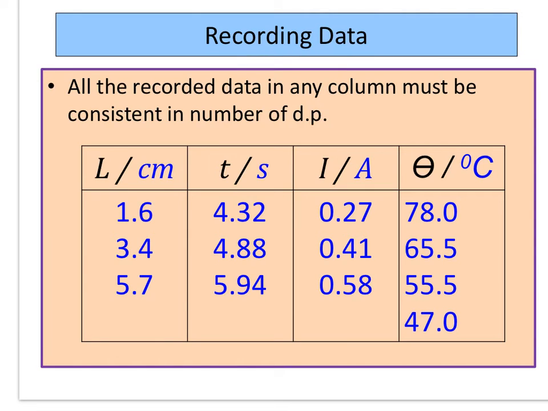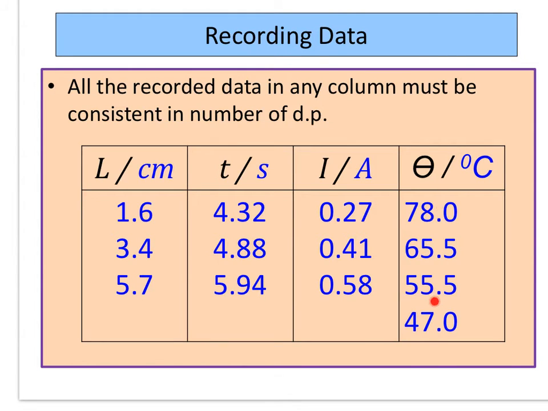Recording data. All the recorded data in any column must be consistent in number of dp. Look at this first column, length. Measured to the nearest millimeter, therefore 1 dp. The time, measured with a stopwatch, all in 2 dp, you can see here. And current in 2 dp.